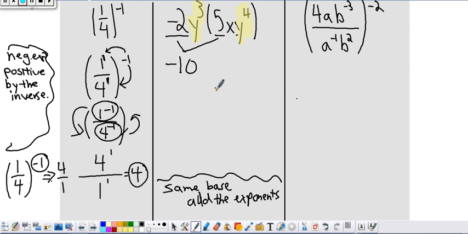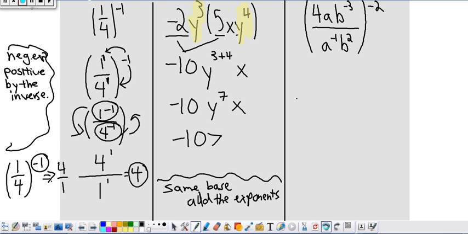My y to the power of 3 and y to the power of 4 becomes y to the power of 3 plus 4, and x is just x, because there's nothing for that to combine with. Now let's put it all together. -10 comes down. Y now becomes to the power of 7. X is still alone. As a convention, we write math in alphabetical order. So you should get -10xy to the power of 7. That should be your final answer.